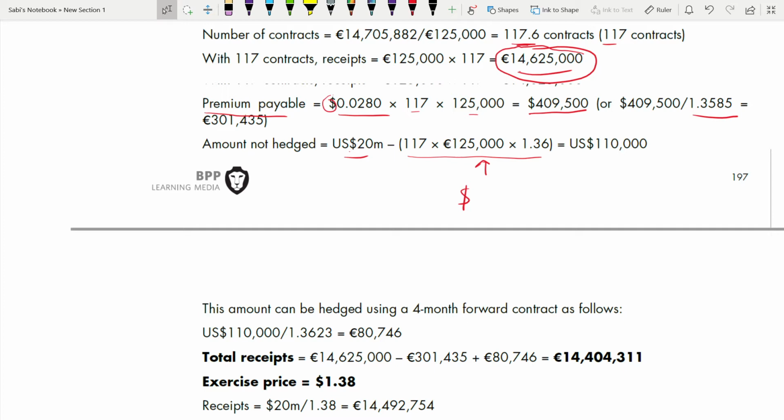Okay, the amount which is not hedged will always be hedged using a forward. So what is that amount? This 110. Bring it down here and hedge it using the forward rate.